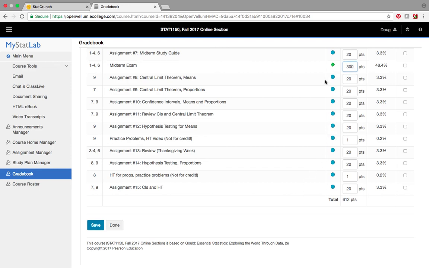I'm trying to keep your midterm exam weighted about 50%, because that's kind of about where it falls. So you guys get to see exactly how I weight this out. All right, so now it's 50%. I'm going to hit save, and it'll redo the weight.